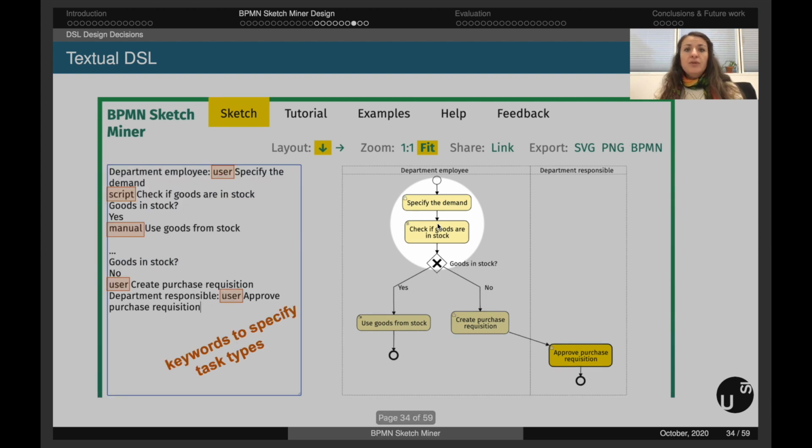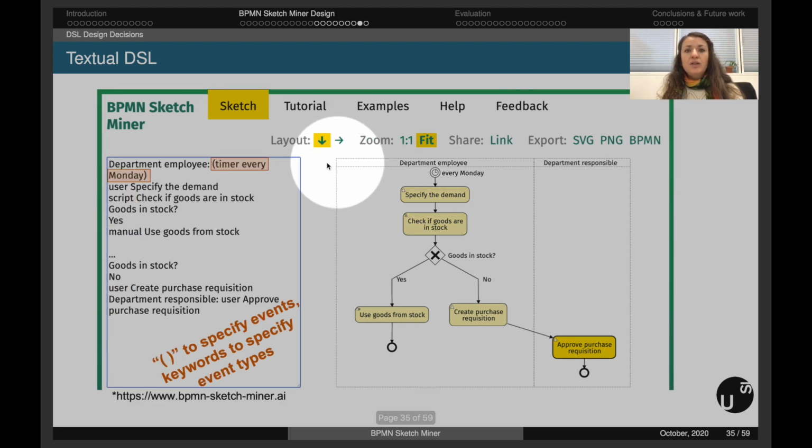If we want to refine the model, we can state the task types by using keywords which are related to the tasks themselves, such as user, script, manual, and etc. And you can notice that here the non-start event doesn't need to be explicitly stated, but if we do want to state a specific type of start event, we need to include the name of the start event in parentheses, and then use a keyword such as timer to state the type of the event.